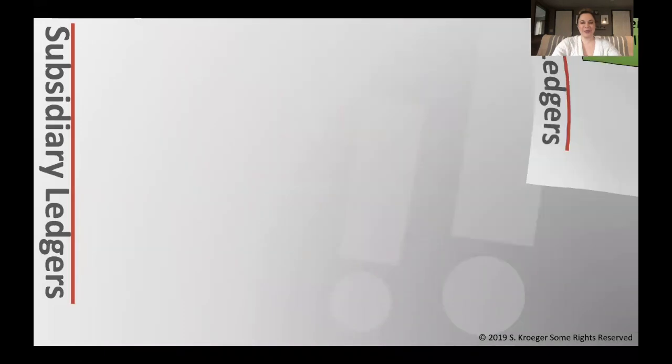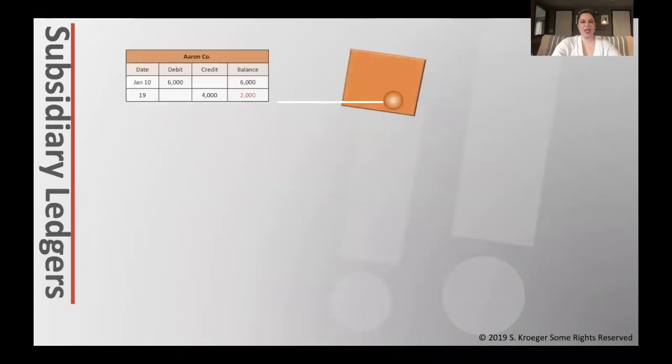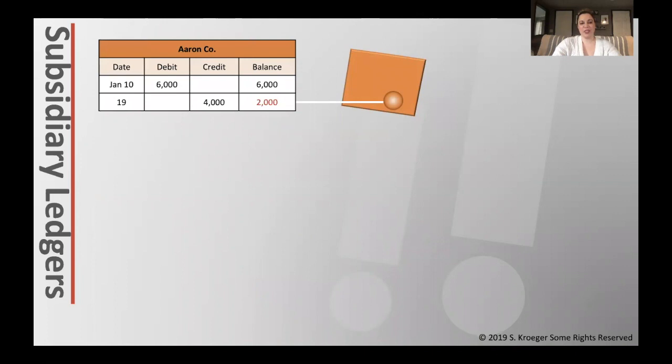Let's do an example together. We have 3 different accounts receivable accounts. These are 3 different people who owe us money. First, we have Aaron Co., and these subsidiary ledgers are already filled in for us. As you can see, on January 10th, Aaron Co. had owed us $6,000. So their balance was $6,000.